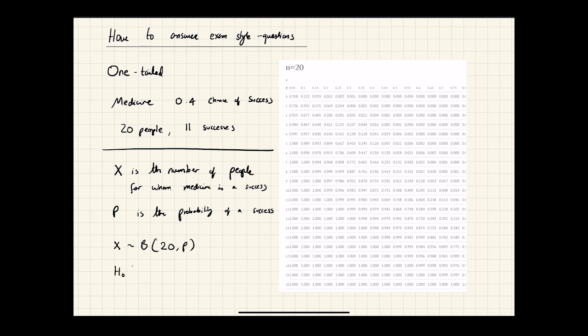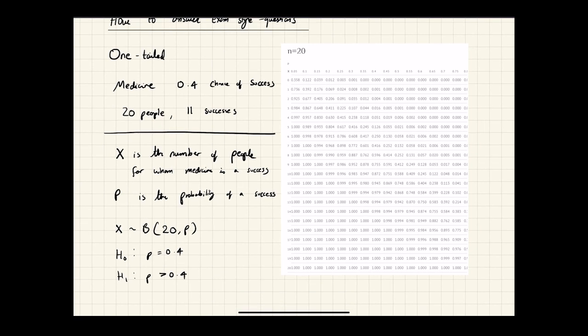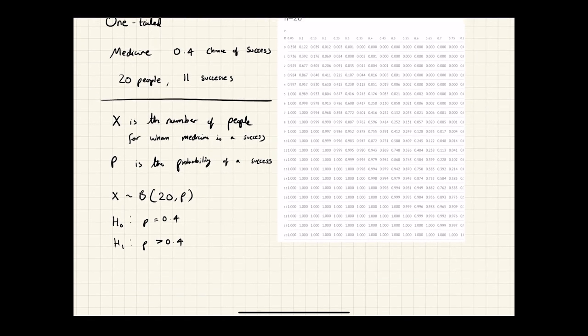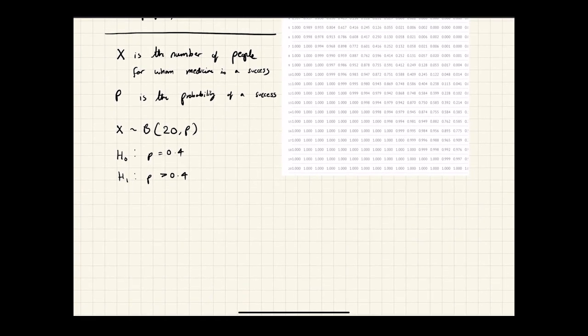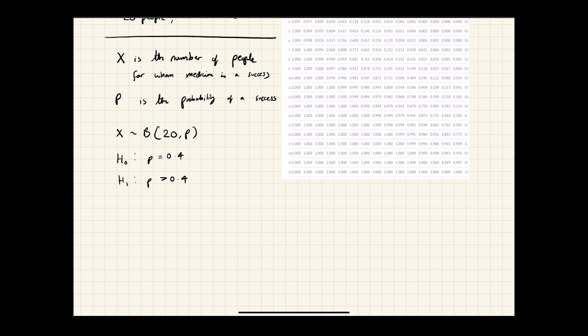Then I'll set up H0. H0 is that my probability is 0.4, which is what my success normally was. But because this guy is saying his drug is an improvement, the alternative hypothesis is that the probability is more than 0.4. So this is what I'm assuming to be true, but you're saying that this is the truth. How can I see which one is true?